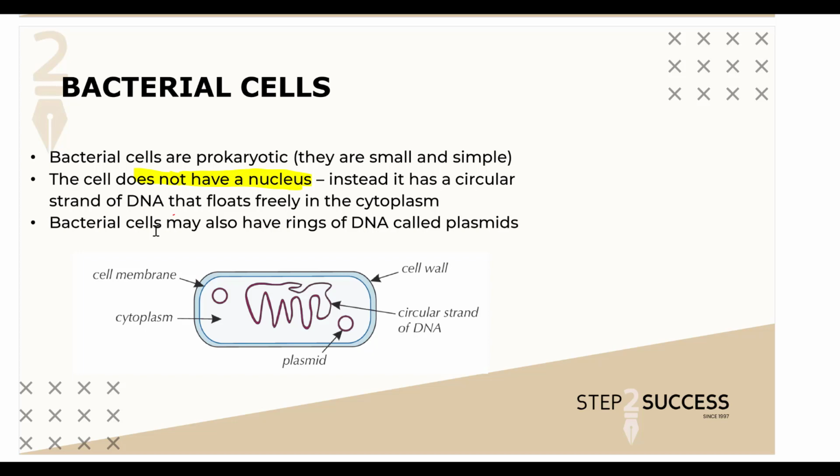So the genetic material, the DNA, is floating around inside the cell rather than being contained within a nucleus. In addition, the bacteria cell also has a cell wall, and it can have these rings of DNA called plasmids as well. Otherwise, it's quite a simple structure. It doesn't have the ribosomes and the mitochondria and the chloroplasts, etc., that other cells do have.